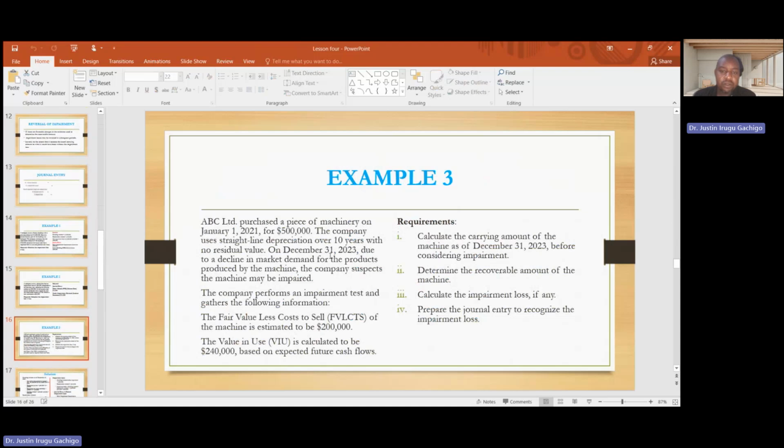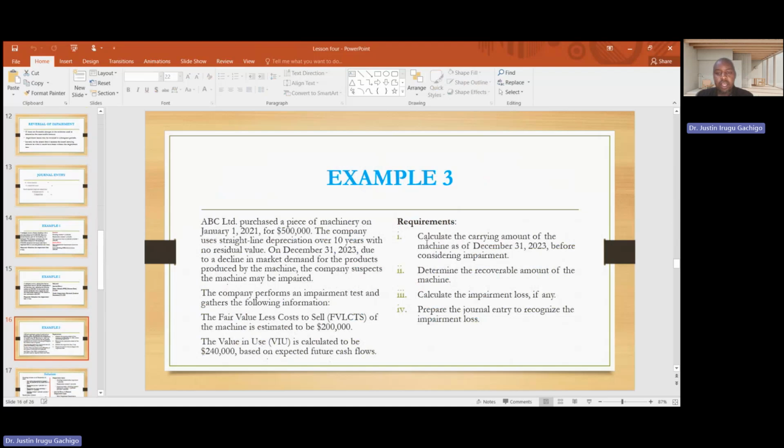On December 31st, 2023, due to a decline in the market demand for the product produced by the machine, the company suspects the machine may be impaired. So the company performed an impairment test and gathered the following information. Fair value less cost to sell of the machinery is estimated to be $200,000. The value in use is calculated to be $240 based on the expected future cash flow.